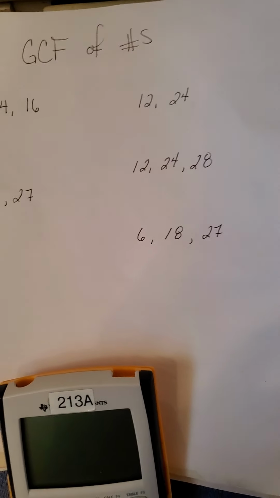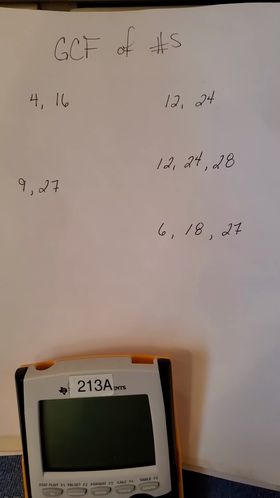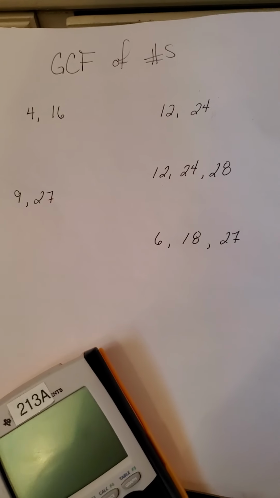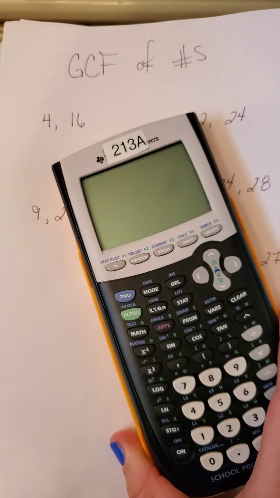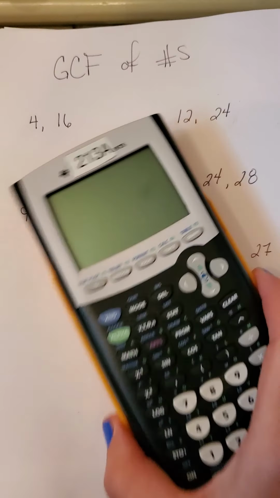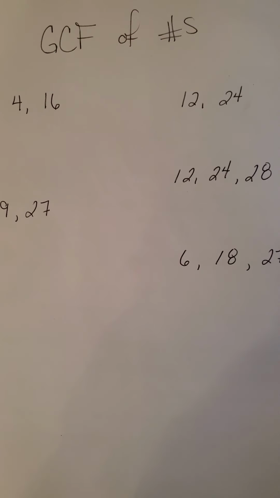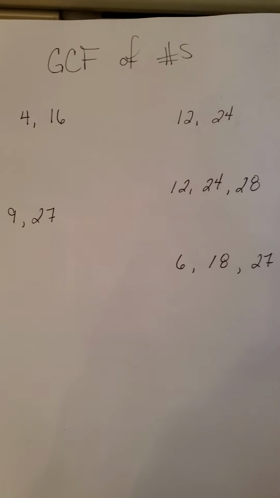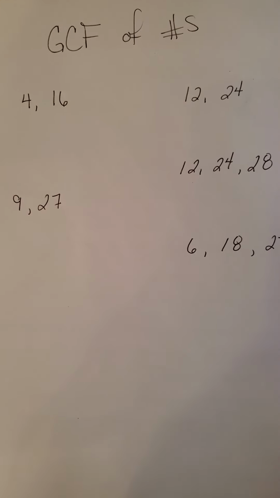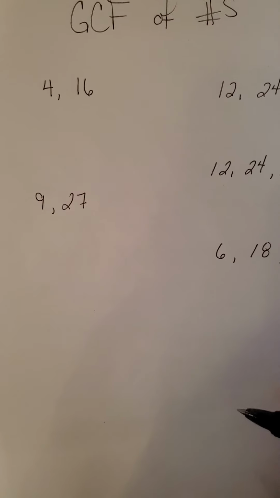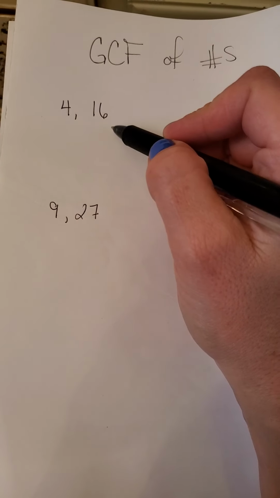Okay, I am here to talk to you about GCF of numbers, or greatest common factor, on how to do it if you don't have a calculator and how to do it if you do have a calculator. Okay, so I'm going to start with if you don't have a calculator. Finding the greatest factor is simply finding the largest number that all of the numbers that you have can be divided by. So I'm going to start with this first one up here.